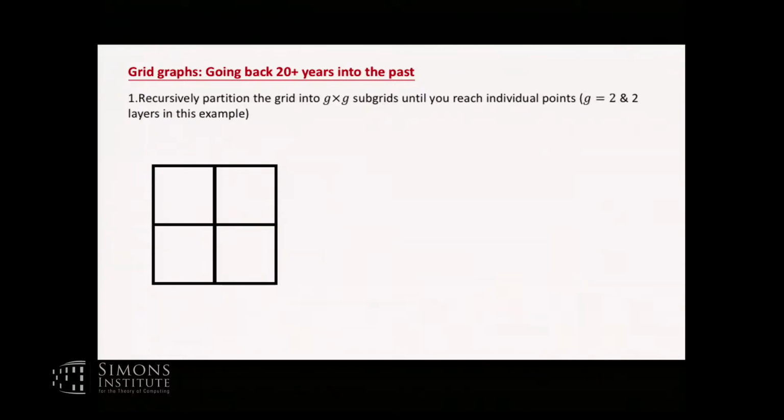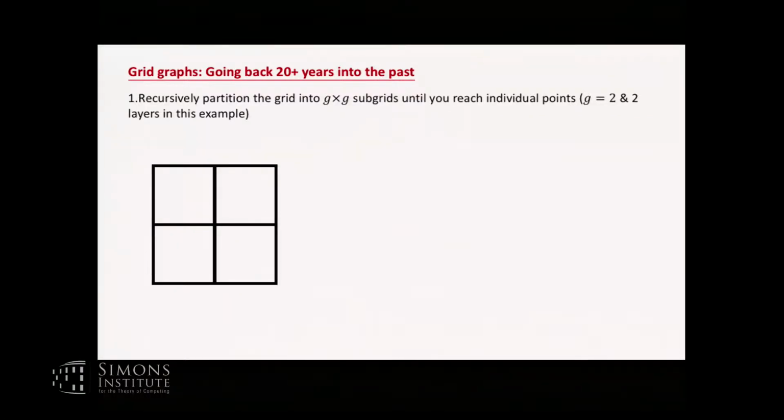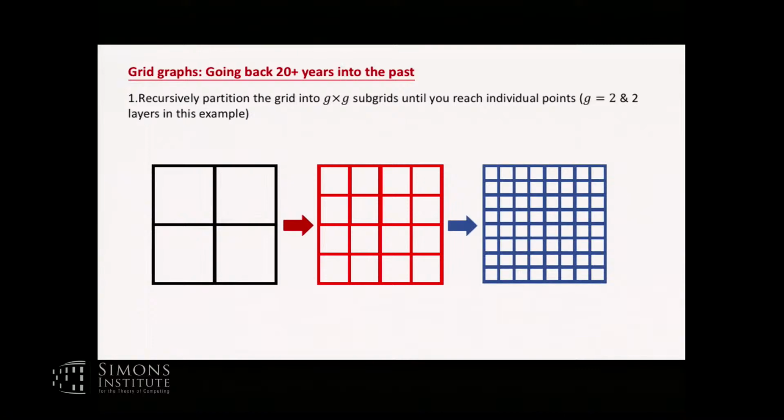And 20 years ago, Sean Coffey asked the same thing. He says, does it make sense to add redundancy so that you preserve the 2D neighborhoods better when you project everything on a one-dimensional line? 20 years ago, and he had a beautiful approach. So all I'm going to do is show you how his approach worked.